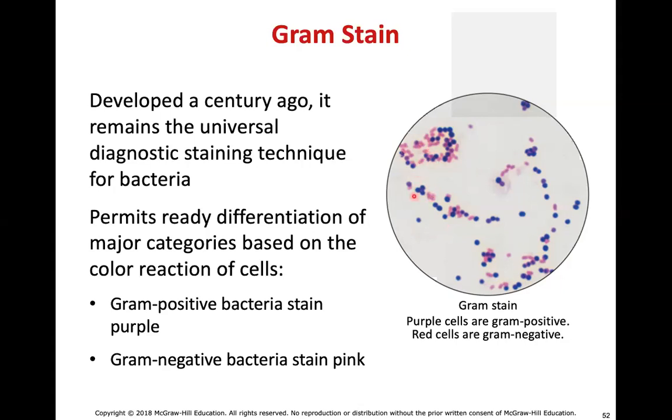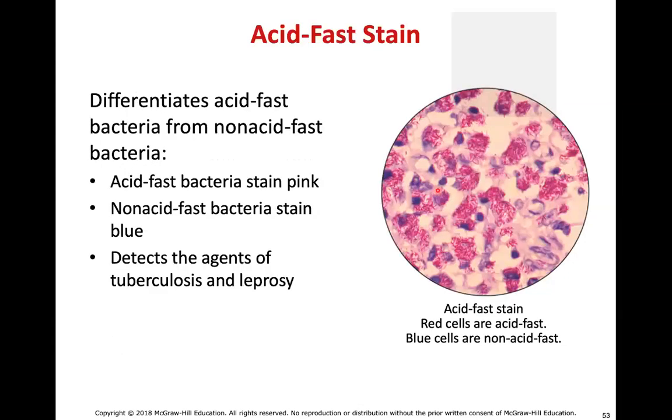Your two main options are either purple or pink. If the bacteria stains purple, it's gram positive. If the bacteria stains pink, it is gram negative. And we'll talk about why that is in the next chapter. Why are these cells staining purple and why are these cells staining pink? Like I said, we'll get into that topic with the next lecture.